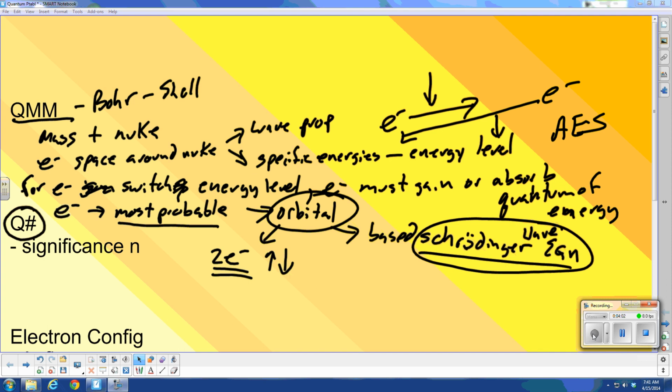Now, what are quantum numbers? Quantum numbers are just a bunch of numbers that are derived from Schrodinger's equation. But from this, we get this whole idea of the electron cloud and where electrons are. And we base it on 4 numbers. We have N, L, M, and S. N we say is the principal quantum number. It represents the energy level of the electron. The L starts telling us about the shape of our orbital.